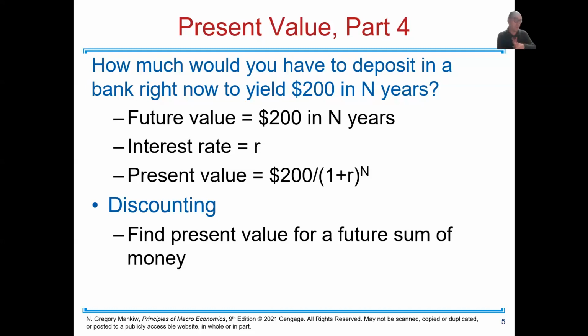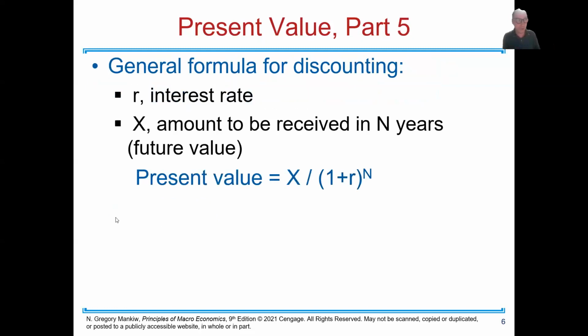When it comes to future value, we use what's called the discounting rate, which is substituted for the interest rate. So the general formula for discounting is we take the value to be received in the future, divide it by 1 plus the interest rate to the power of the number of years it would take.